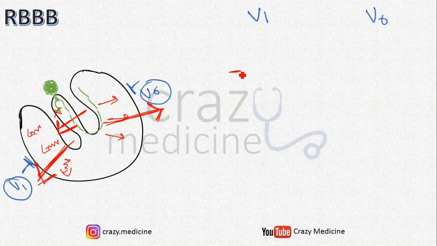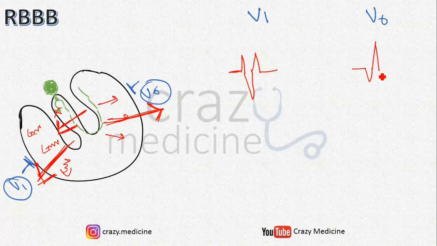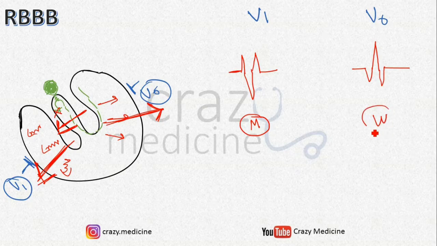So in V1, there will be first a positive deflection due to the septal vector, followed by a negative deflection due to depolarization of the left ventricle, and lastly a positive deflection due to right ventricular depolarization. Then in V6, there will be an initial negative deflection due to the septal vector which is going away, followed by a positive deflection due to left ventricular depolarization, and lastly a negative deflection due to the right ventricular depolarization vector. So in right bundle branch block, there is an M pattern in V1 and a W pattern in V6.